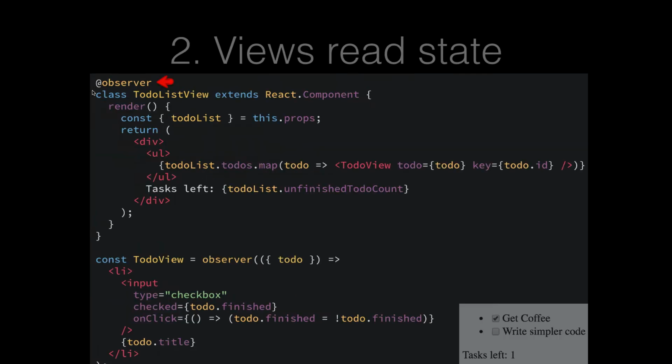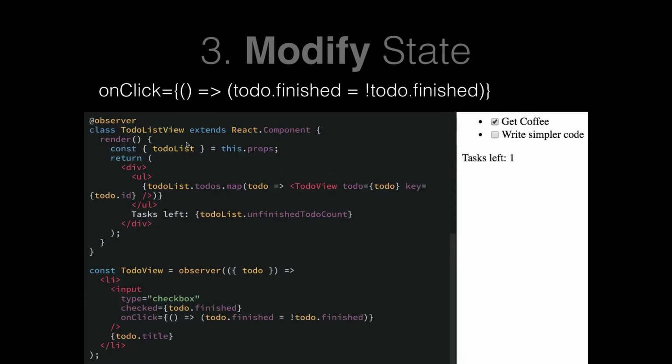And then views read the state. So the view is an observer of that data. And then in our mapping function, we're passing down the to-do, and we're just reading it. We're reading the IDs, whether it's finished, the label, all that good stuff. And the fantastic thing about MobX is that just like in a spreadsheet, the act of reading the data subscribes you to it, so that when that data changes, you'll be notified and you'll update. So you're never stale. So next, we modify the state when you click on the checkbox. You can see down the bottom in the on-click handler, it's just directly toggling the finished Boolean.